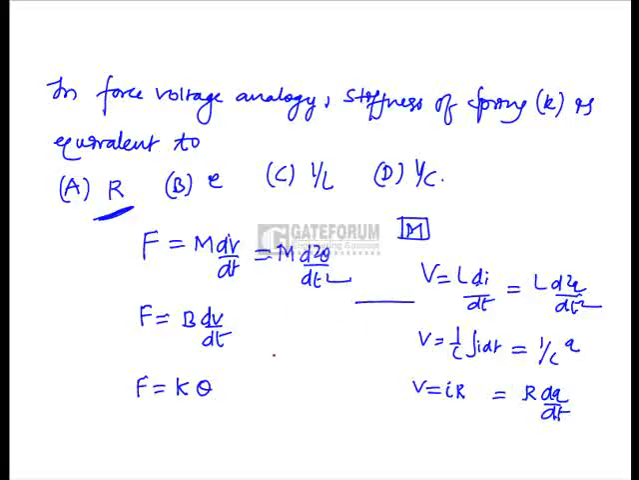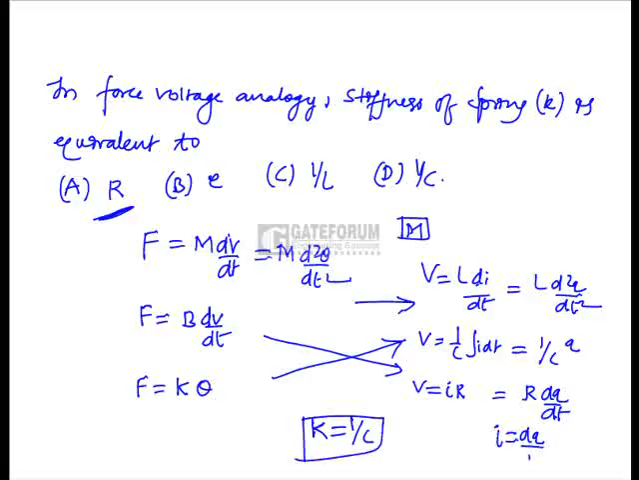Now compare these equations for the force voltage analogy. What is spring constant K? Spring constant K is equivalent to 1 by C, since I is equal to dQ by dt, and I am replacing I everywhere with dQ by dt. So in force voltage analogy, spring constant K is equal to the inverse of capacitance, that is option D.